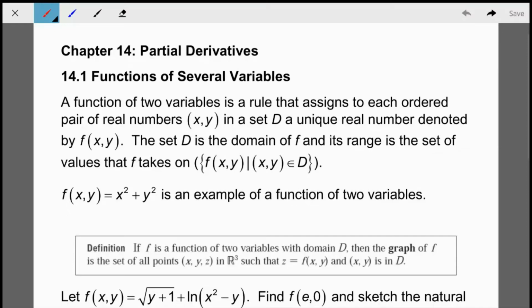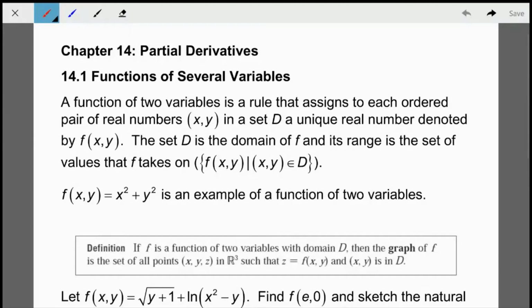Okay, this is multivariable calculus, and in this video I'm going to talk about section 14.1, which is functions of several variables. And before I jump into this section, I just want to give you a heads up of where we're heading with all of this.